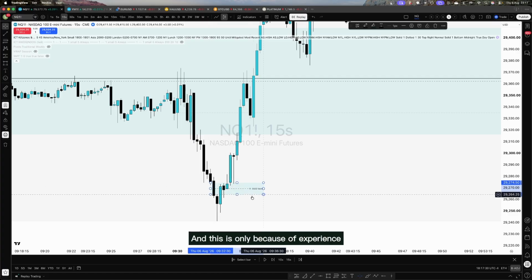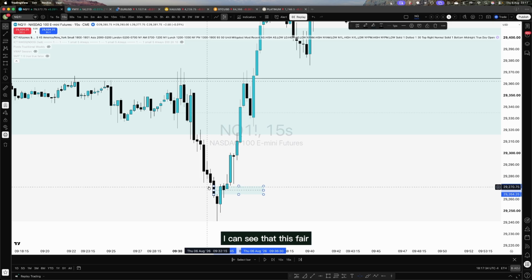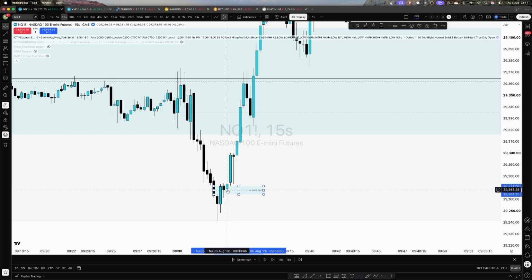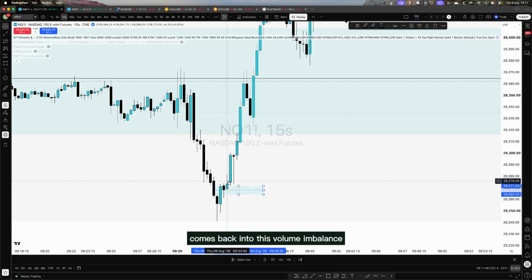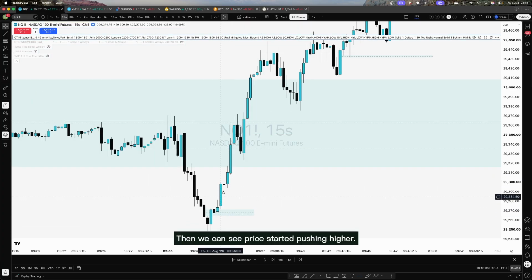of experience that I'm able to take these kinds of trades, where I can see that this fair value gap right here was inversed, and then we created an order block right here. Essentially, we get a close below here, market then displaces higher, comes back into this volume imbalance, and then rejects straight away. So your entry should be around this level. So this was around my entry here. Then we can see price started pushing higher.